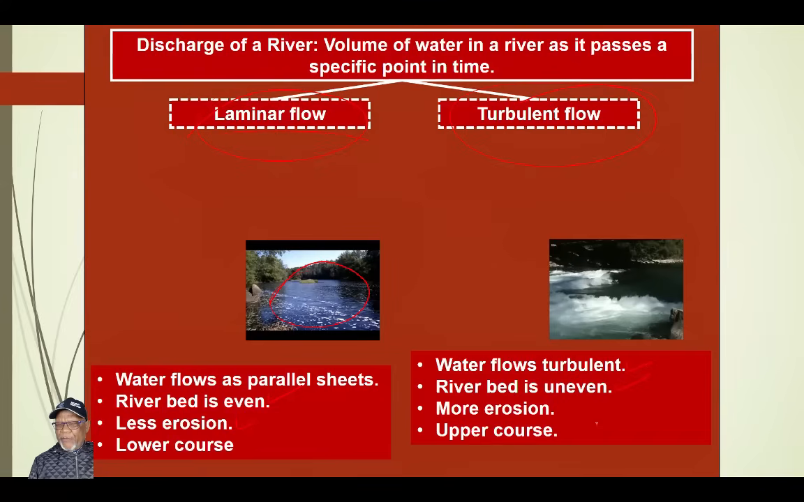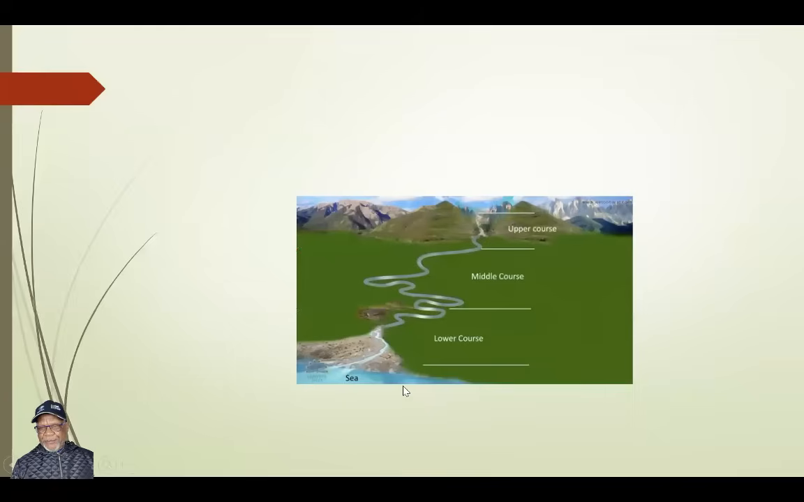And then here, in turbulent flow, water flows turbulently and the riverbed is uneven. What do we mean it's uneven? There are waterfalls and rapids there. There is more erosion, and this process is more likely to take place in the upper course. But here, there is more balance between erosion and deposition. Here, we have dominant erosion as a process.